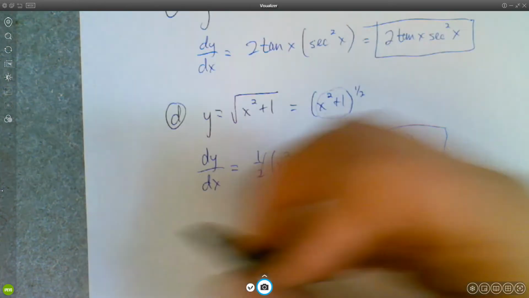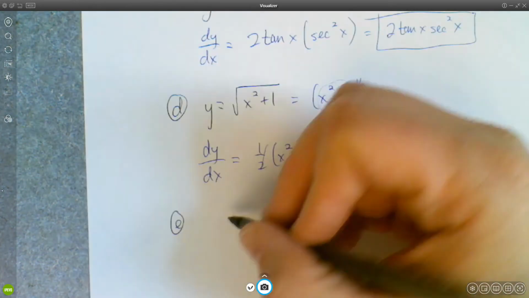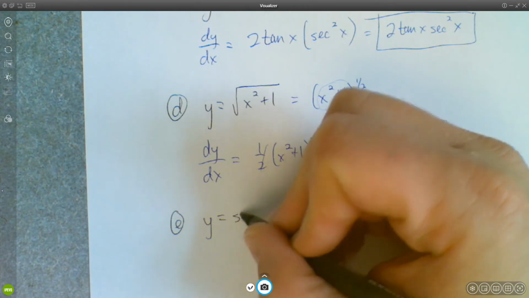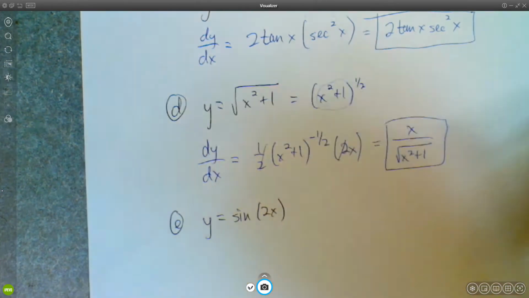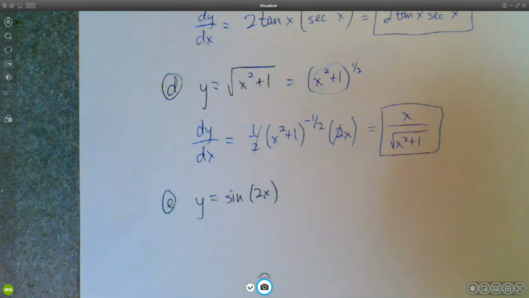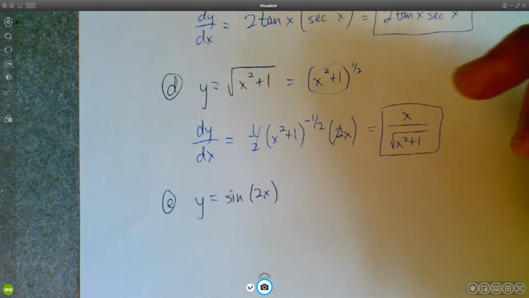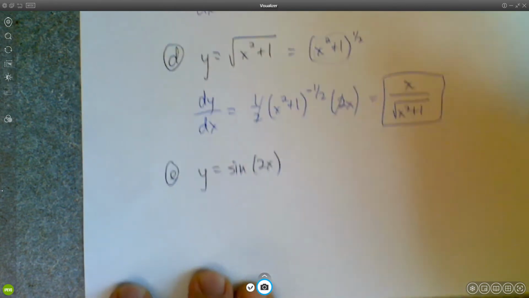Okay, so this is good stuff, right? Let's do another one. y equals sine 2x. Go ahead and give the video a pause, see if you can do that one. Okay, here's my solution.